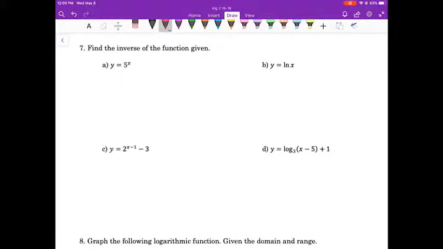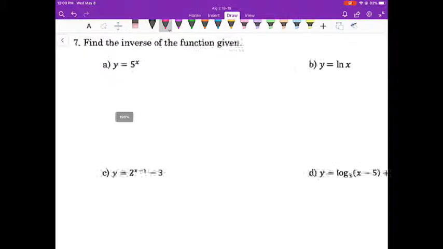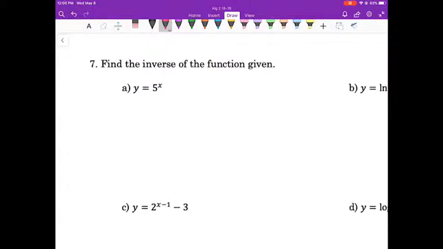Okay, and then continuing with section 7.4, we want to find the inverse of the function given to us. Whenever we are asked to find an inverse, our first step is to just swap x and y, and then we go ahead and solve for y. So in example A, I'm going to have x equals 5 to the y.